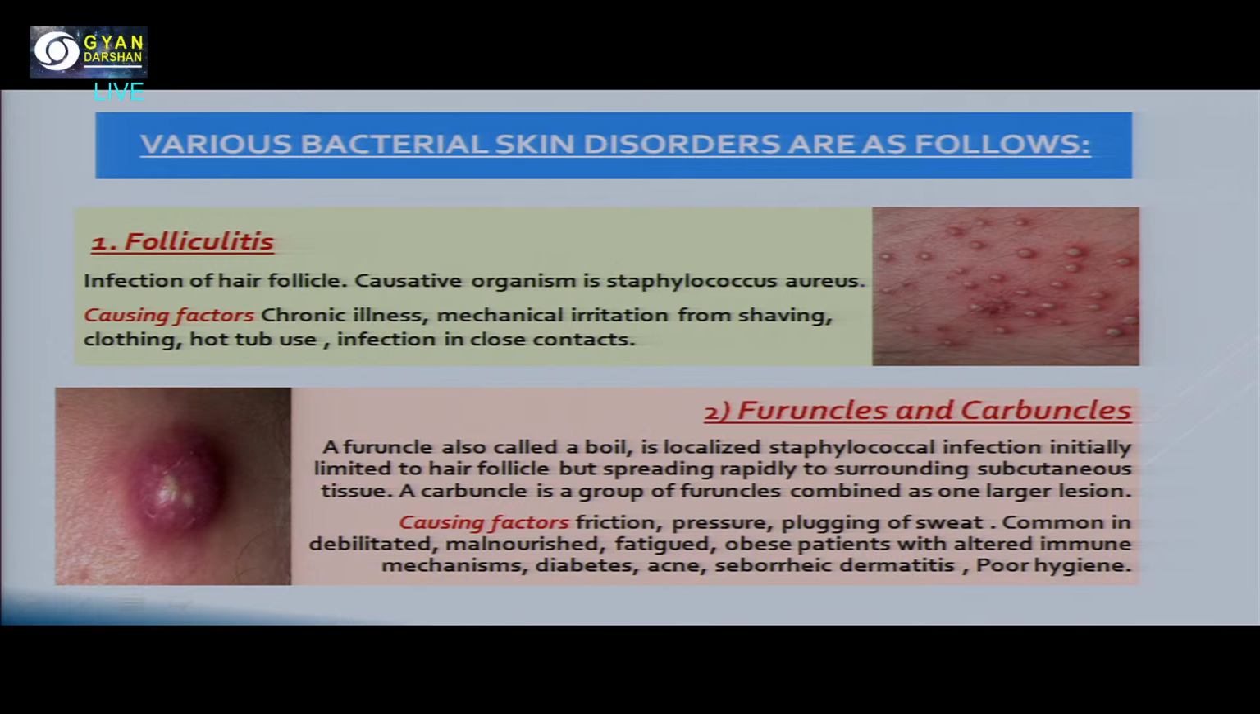Furuncle is known as a boil. Many people have boils, that is, pus-filled small areas over their skin. If a number of these furuncles join together, they cause what is known as a carbuncle. What is the causative factor?